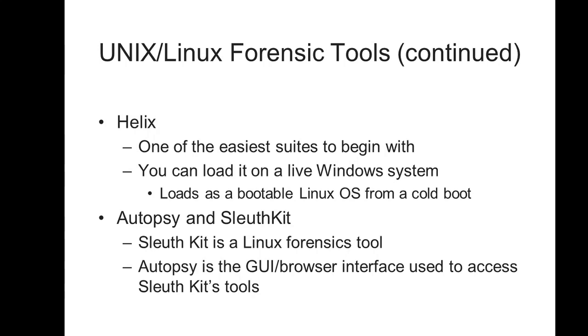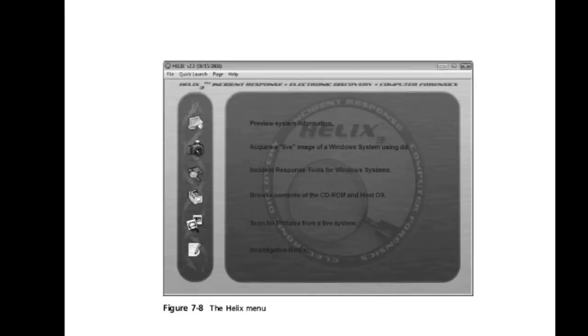Helix, one of the easiest suites to begin with. You can load it on a live Windows system, or load it as a bootable Linux OS from a cold boot. Autopsy and Sleuth Kit. Sleuth Kit is a Linux forensic tool. Autopsy is a GUI browser interface used to access Sleuth Kit tools. Here we have an image which shows the Helix toolkit menu.